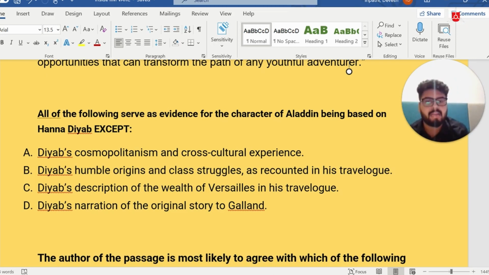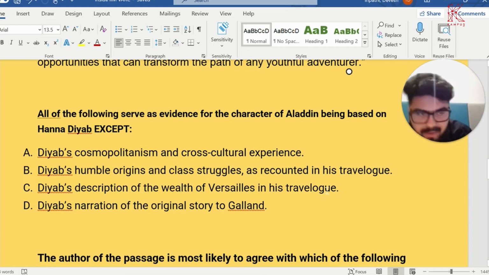So the humble origin and class struggles, as recounted in his travelogue, definitely serve as a base to show that Aladdin is based on Hanna Diab, because Aladdin also went through similar phases, and from that we can extrapolate. Now come to the third option. Diab's description of the wealth of Versailles in his travelogue.